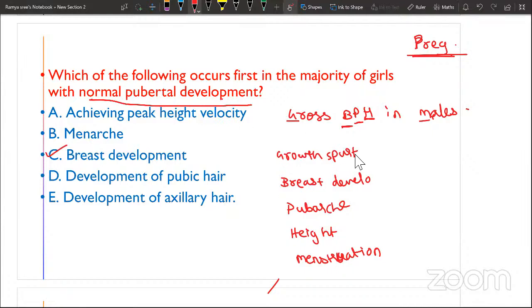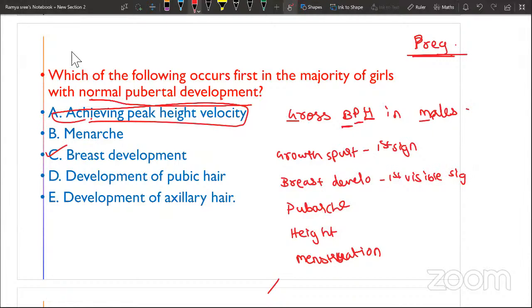But the first sign is growth spurt, while the first visible sign of puberty is breast development. Height is achieving peak height velocity. Right? So that's why the best answer here is C, breast development.